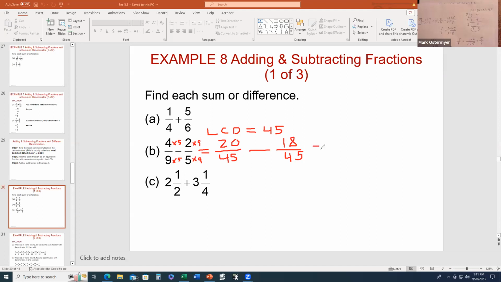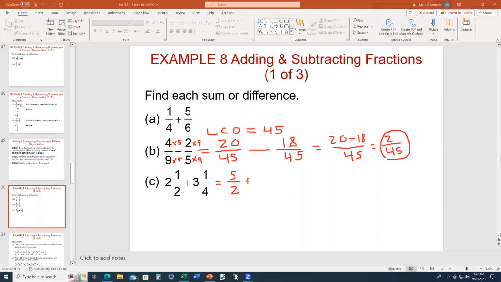Now we have a common denominator. Life is good. All we got to do is take 20 minus 18 and place that over 45. So what are we going to have? We're going to have 2 over what? 45. So 2 45ths is the difference between those two fractions. And notice this is a proper reduced fraction. That's your answer. All right. What did I have these as improper fractions? 2 1/2 I had as what? 5 halves. And 3 1/4 I had it as what? 13 quarters or 13 fourths? What's the common denominator of 2 and 4?